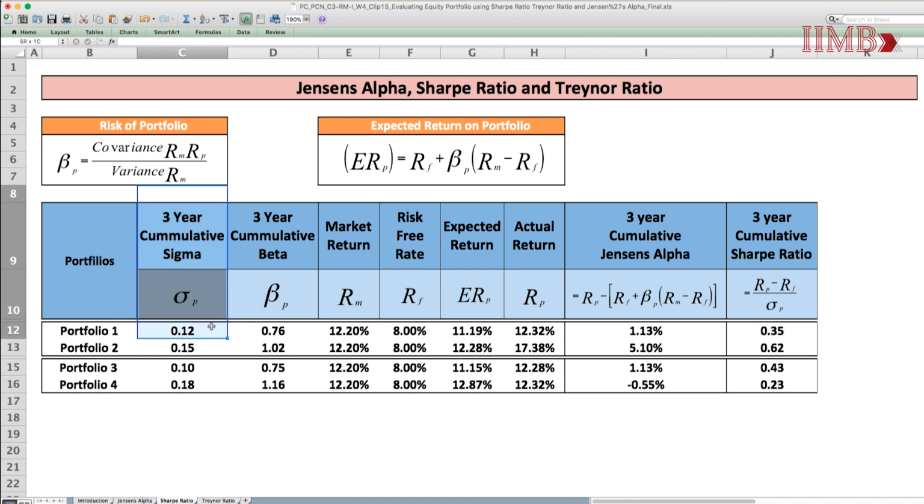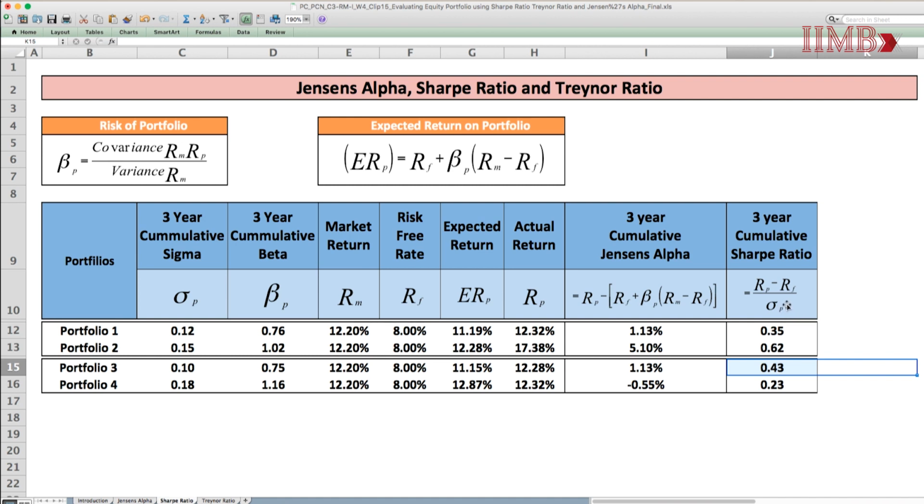Portfolio 1 has a sigma P of 0.12, whereas portfolio 3 has a sigma of 0.10, which is lower. And so, since sigma P comes in the denominator of the Sharpe ratio computation, the numerator is constant for both of them. Remember, it's 0.13 and 0.13, whereas the sigma P for portfolio 1 is higher than it is for portfolio 3, and therefore portfolio 3 gets a Sharpe ratio which is higher because the denominator is smaller. It gets a Sharpe ratio of 0.43, whereas this one gets 0.35.